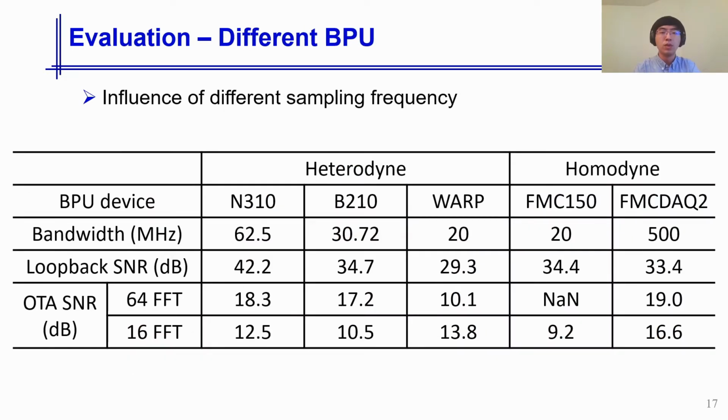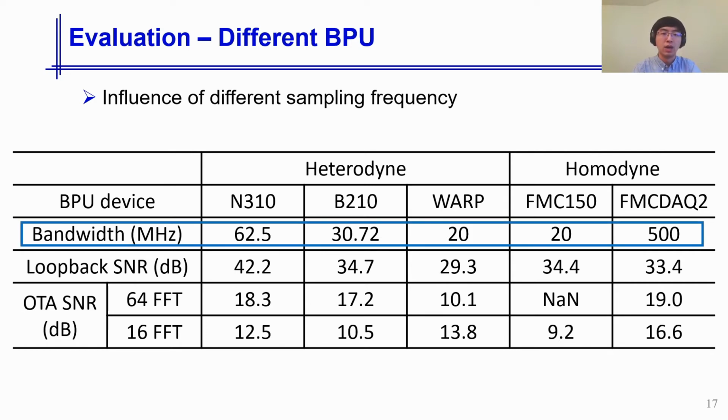Then we measure both over-the-air and loopback SNR with different types of BPUs. Different BPUs have different sampling bandwidth. We found that for most of the BPUs, the over-the-air SNR performance is very good as long as the sampling bandwidth is large enough. The main SNR loss is introduced by the RF front end of the commodity mmWave radio, so the over-the-air SNR is similar among different BPUs.